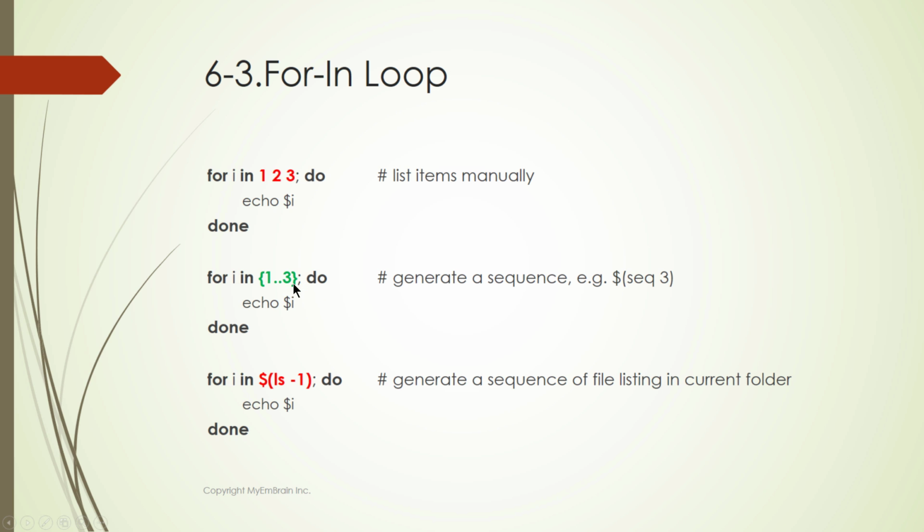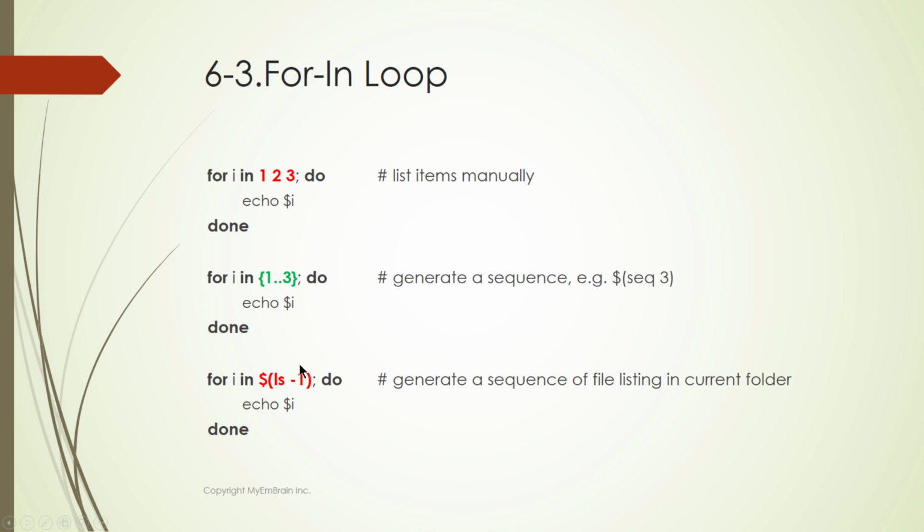Another way to get the sequence of items for the for loop here is to use the Unix command seq, and then we use the command substitution to get the sequence generated by the seq command to be used in this for in loop. So $(seq 3) can be used here to get 1, 2, 3 as well.